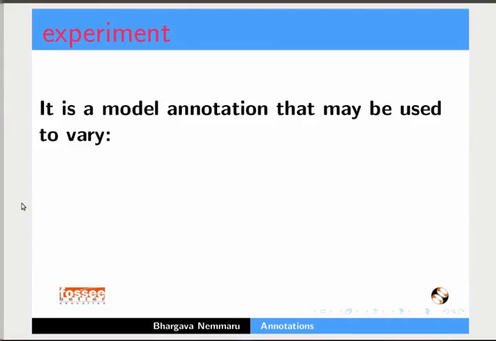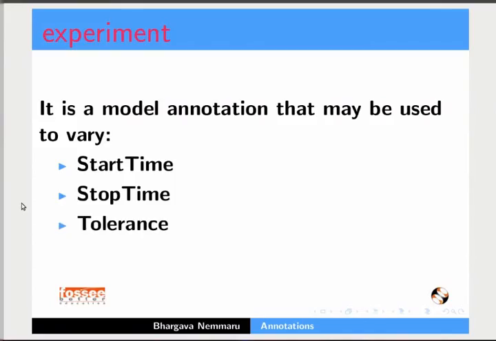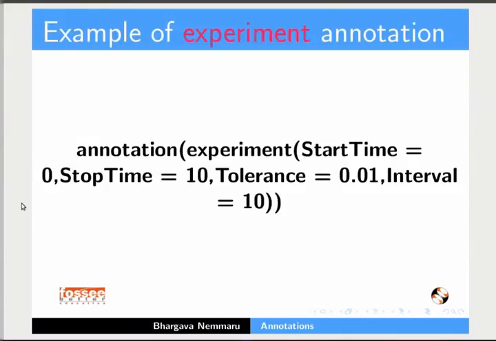Experiment is a model annotation that may be used to vary the following: start time, stop time, tolerance, and interval. Discussion of tolerance and interval are beyond the scope of this tutorial series. Shown here is an example demonstrating the syntax of experiment annotation. Now we shall understand experiment annotation through a class named Bouncing Ball with Annotations.